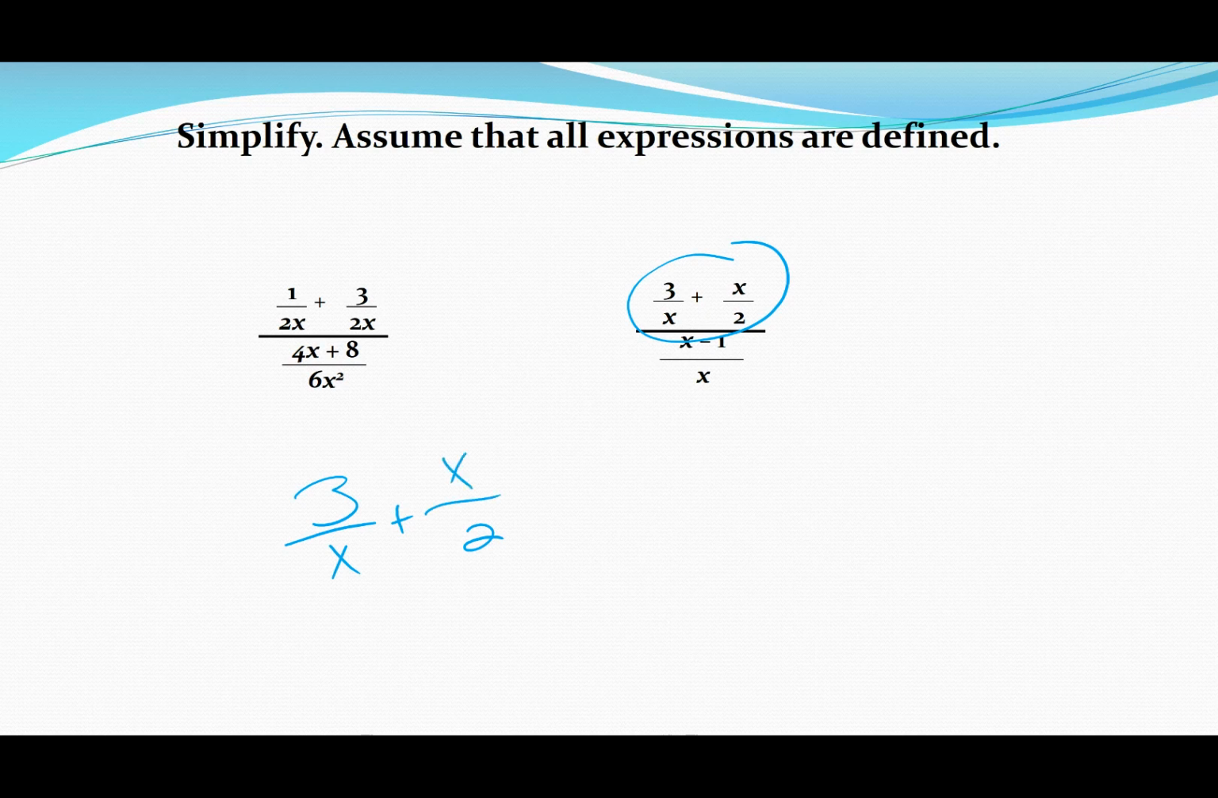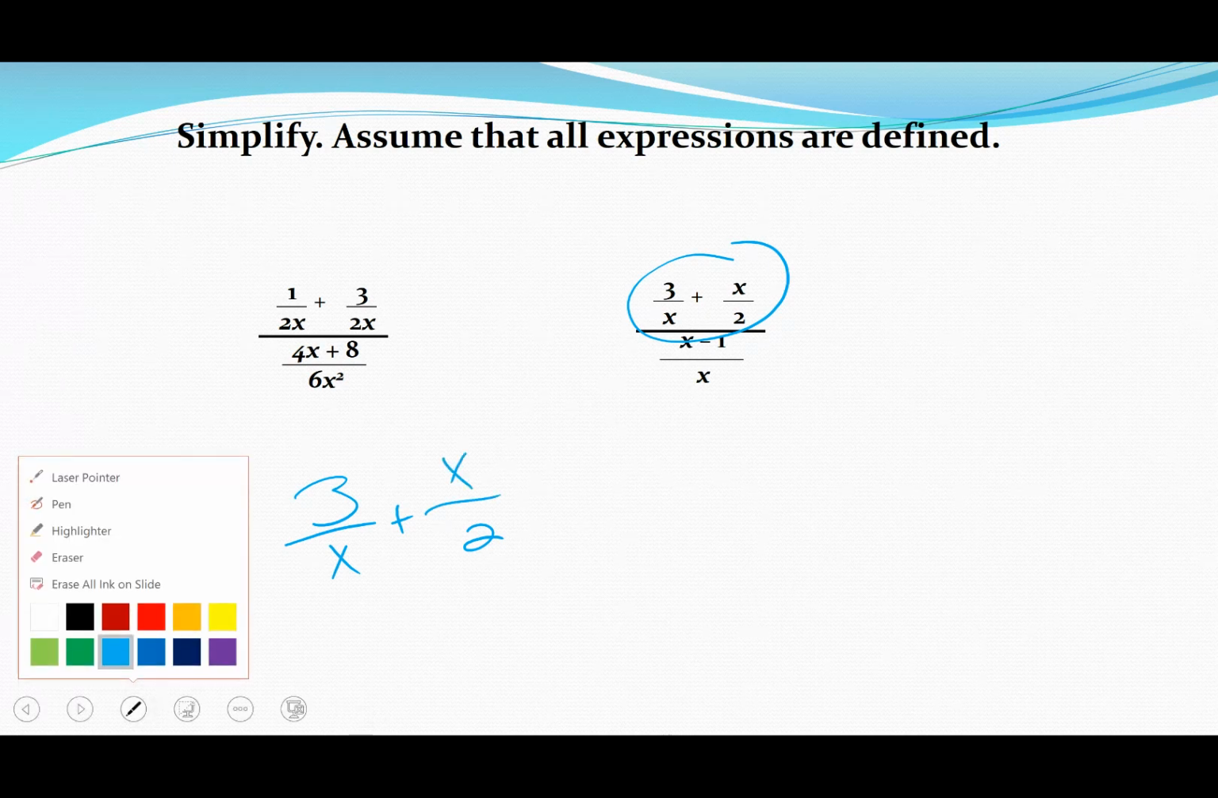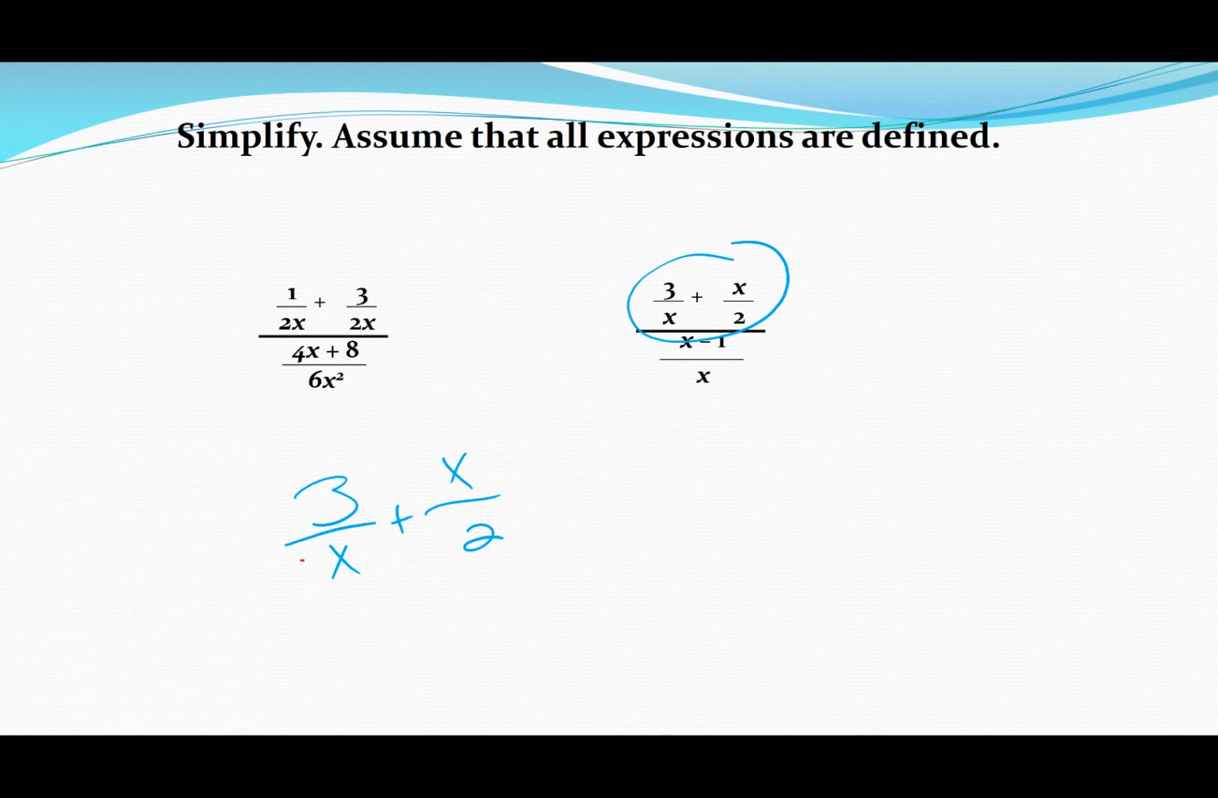So you have to have a common denominator first. So I notice, I need to multiply this denominator by 2 so I can match this 2. And I need to multiply this denominator by x, so it matches this x. So I can have 2x as my common denominator.